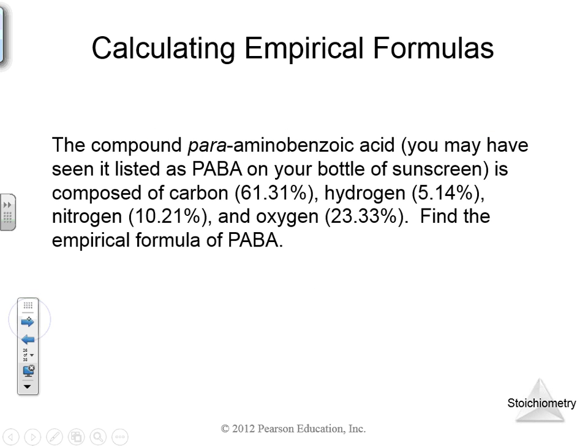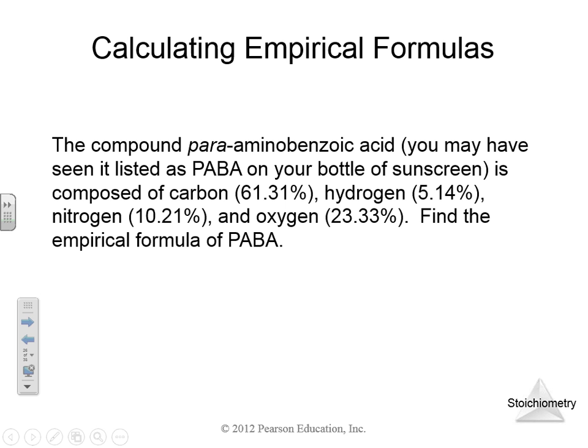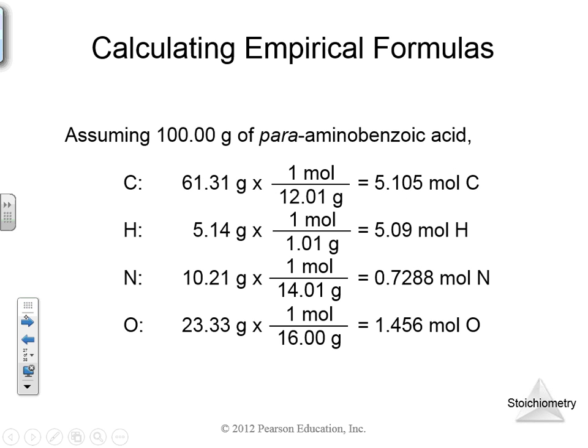So if we look at a problem, the compound para-aminobenzoic acid, you may have seen it listed as PABA on your bottle of sunscreen, is composed of carbon 61%, hydrogen 5%, nitrogen 10%, oxygen 23%. Find the empirical formula of PABA. You have been given the percents. Now you're going to take those percents, assume you have a 100-gram sample, and convert those to grams. So we have 61.31 grams of carbon, 5.41 grams of hydrogen, 10 grams of nitrogen, 23 grams of oxygen.